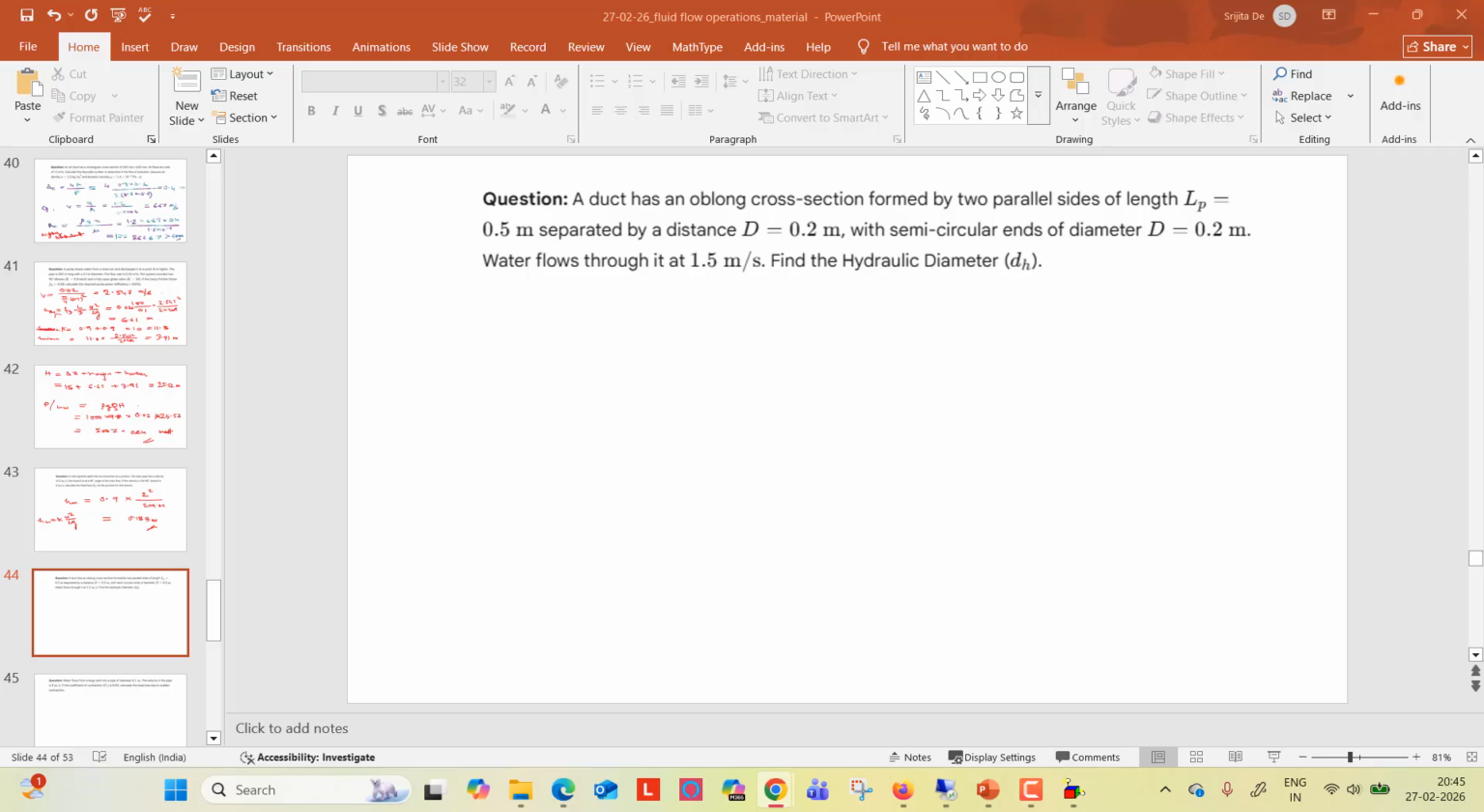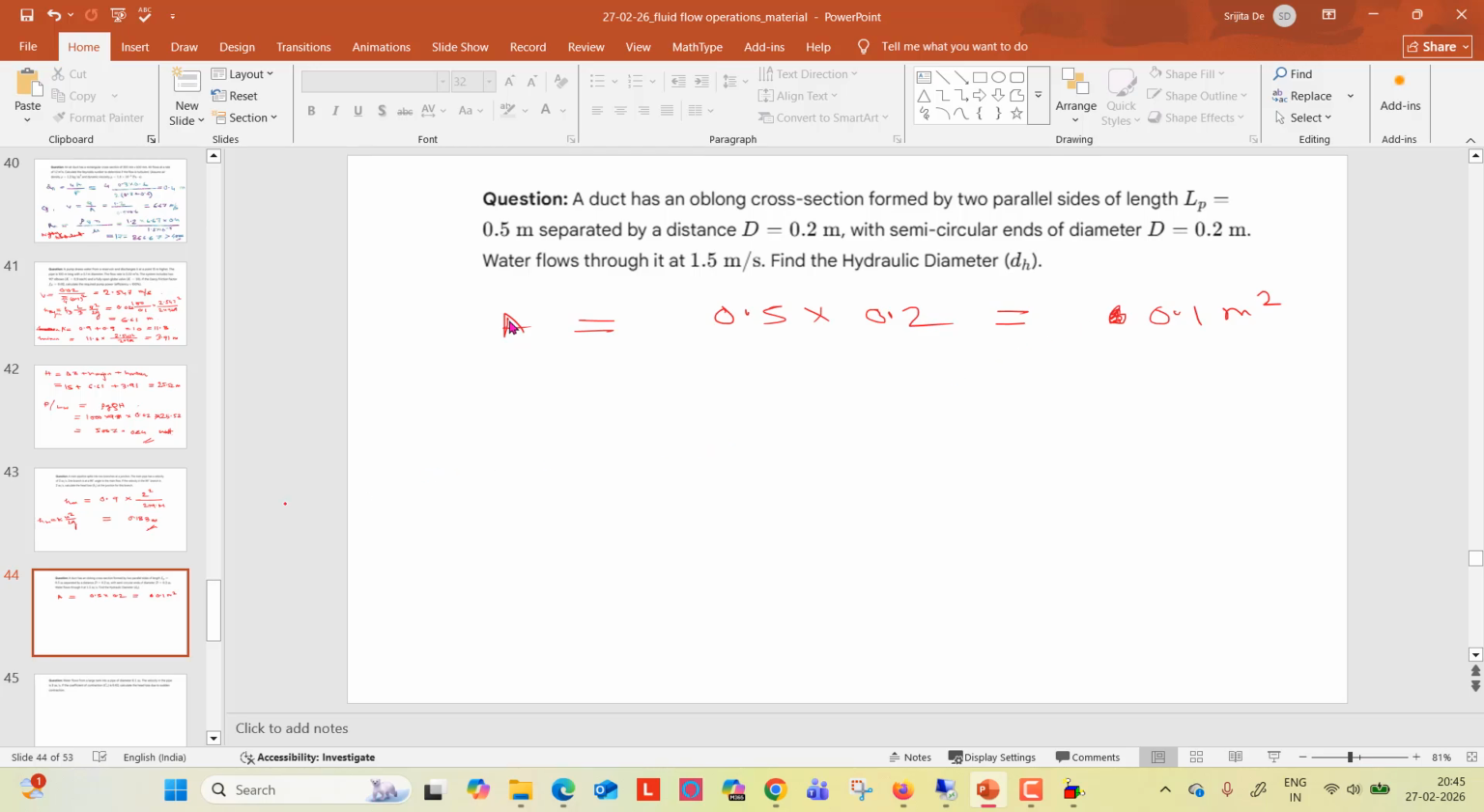So there is a rectangle in the middle, right? So rectangle area is LP into D, that is 0.5 into 0.2, which is coming as 0.1 meter square. And there are two semicircles.